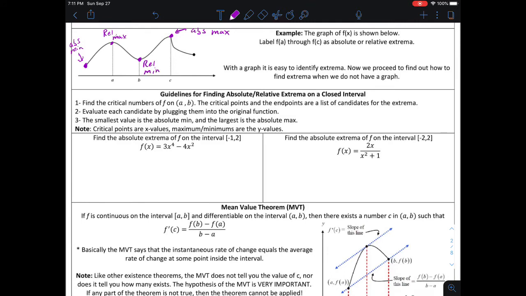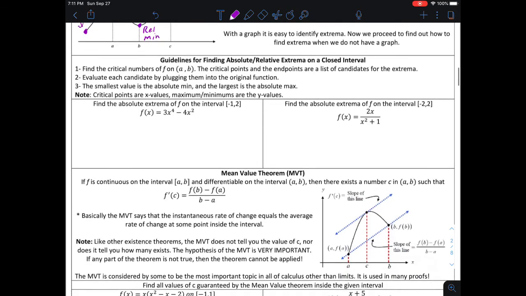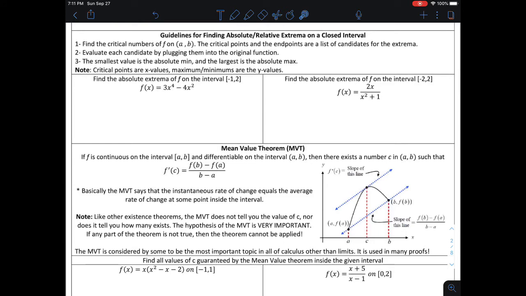So if we have a graph, it's pretty easy to identify the relative max or min and the absolute max and min. But what we're working towards is being able to identify the location of these points without having a graph. So how would we find the relative and absolute extrema of a function? First, you find the critical numbers on the open interval. So you take the derivative, set the derivative equal to 0 and solve for x, or figure out the values that make the derivative nonexistent. Once you get the critical numbers, take each candidate and the endpoints, plug them into the function, and then label them in terms of the smallest, which is my absolute min, and the largest, which is my absolute maximum.